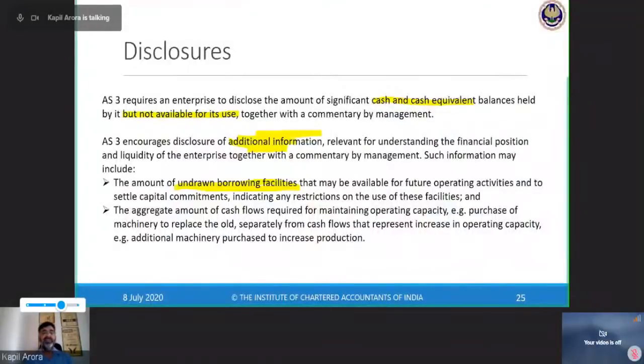So the amount of undrawn borrowing facility: if any loan which I have taken, I have not utilized in full, I have only taken part of it. If an undrawn facility is there, it means I still have funds which can be arranged any point in time from the bank.